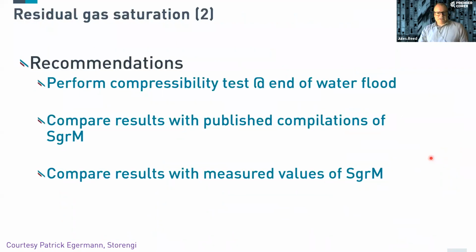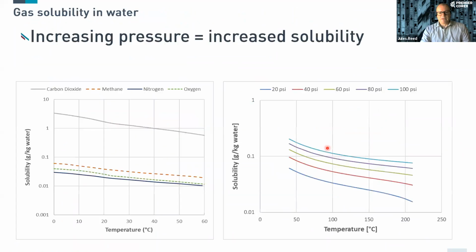So perform compressibility tests at the end of water floods, compare the results to published compilations of maximum residual, and compare results of your measured values. So one of the main problems experienced when we're measuring these is that we have potential solubility of gas. So gas goes into solution.